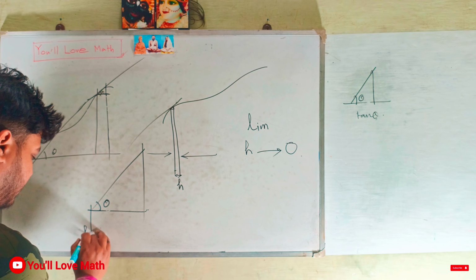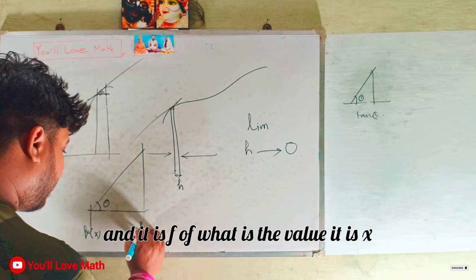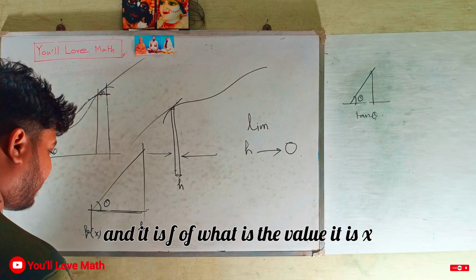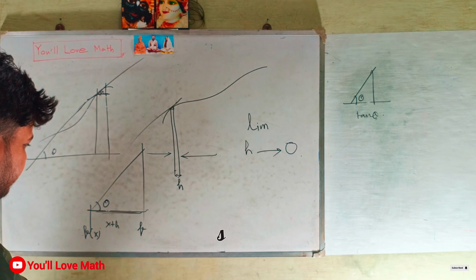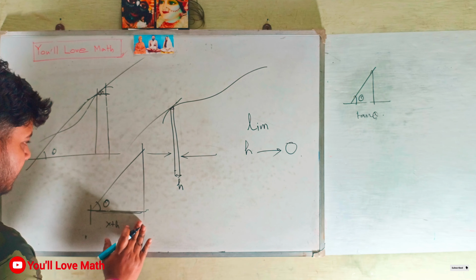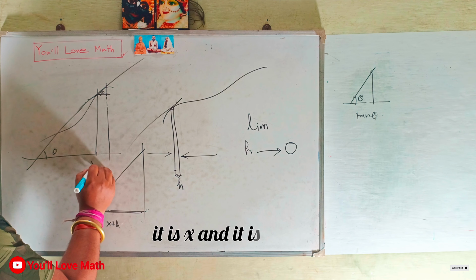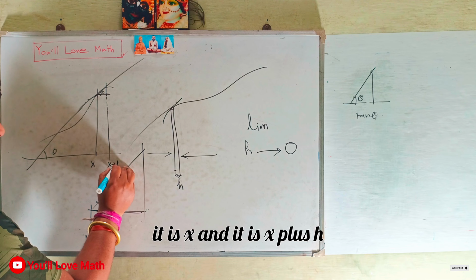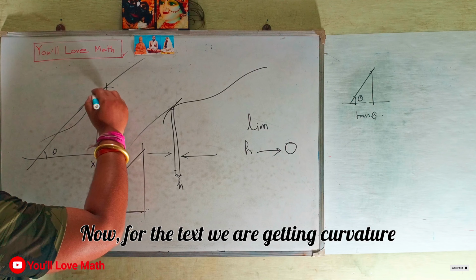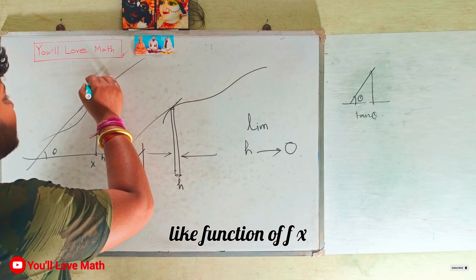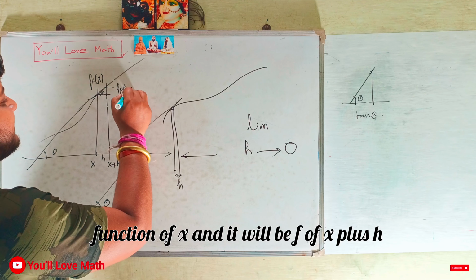Now it is the function f(x), and what is the other value? It is x plus h. Understand very carefully, it is x, and it is x plus h because the width is h. Now for that x we are getting this curve, the function of x, f(x), and for x plus h it will be f(x plus h).